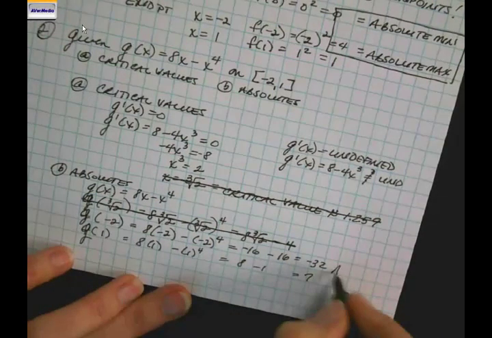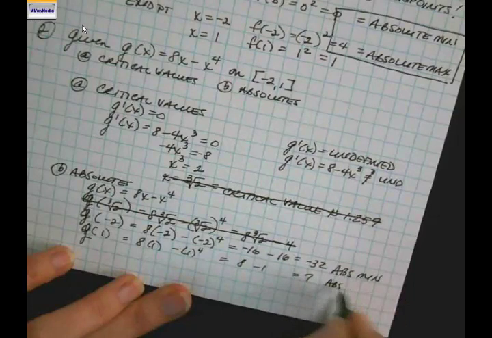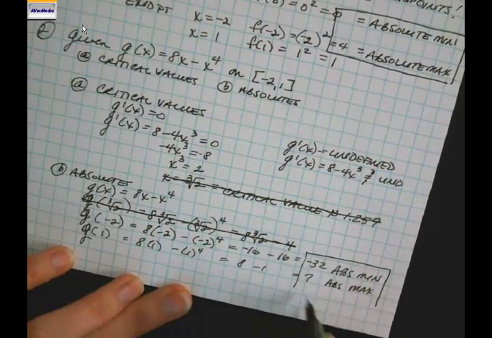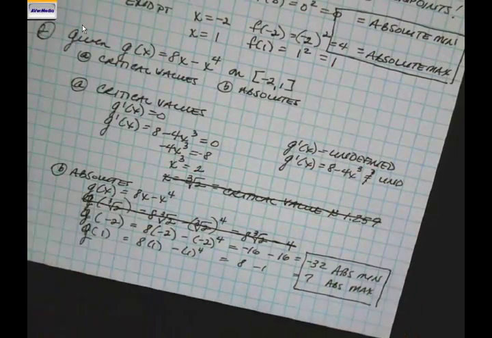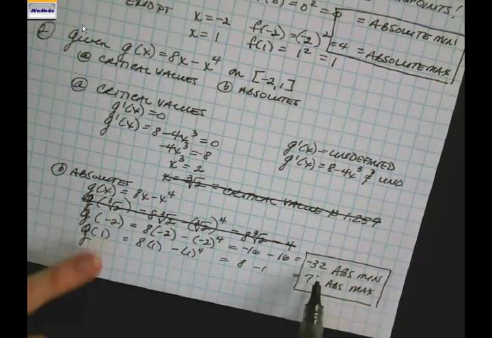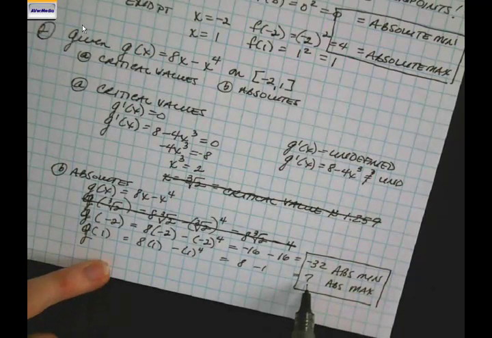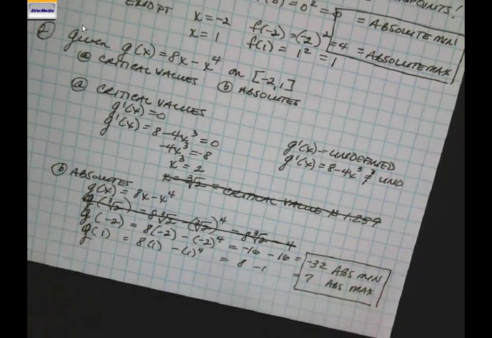So here's my absolute min, and here's my absolute max, which is a vertical value. It is the ordered pair negative 2, negative 32, but to get your min and max, they just want the y value. They want the height of the function. So the negative 32 is occurring at an x value of negative 2, and the 7 is occurring at an x value of 1, but you only want the vertical values.